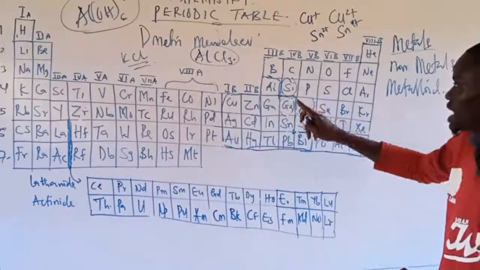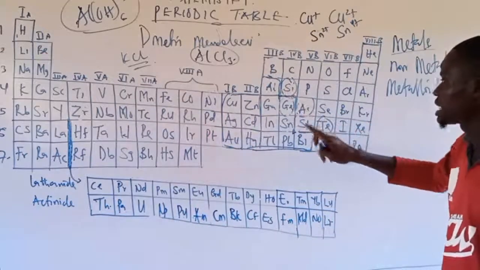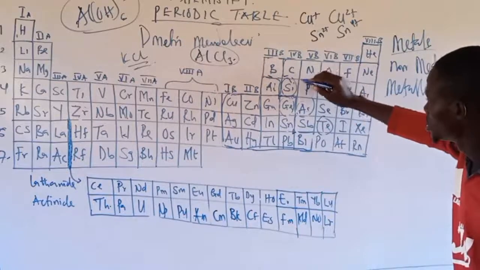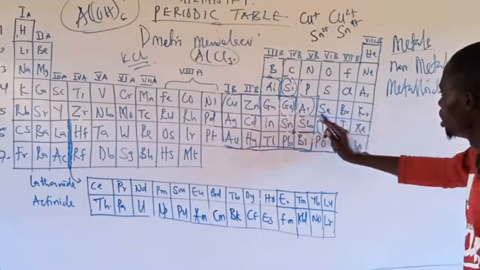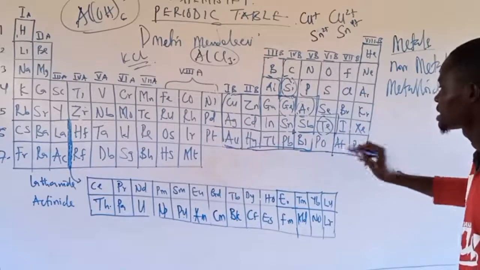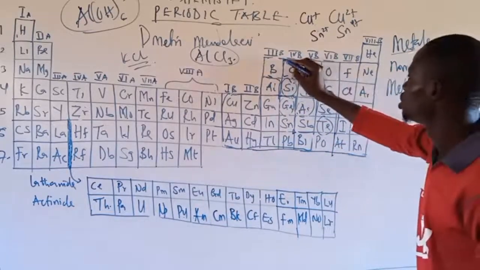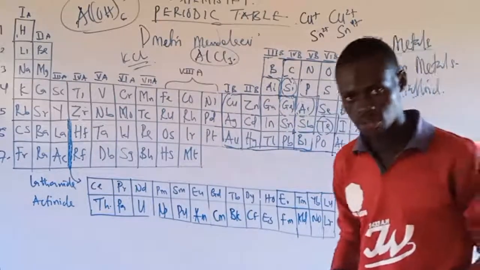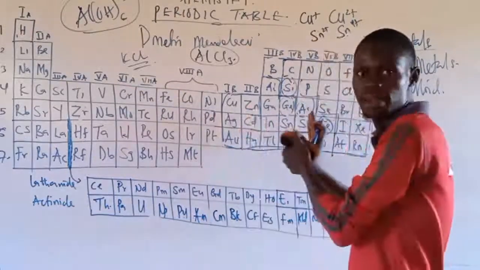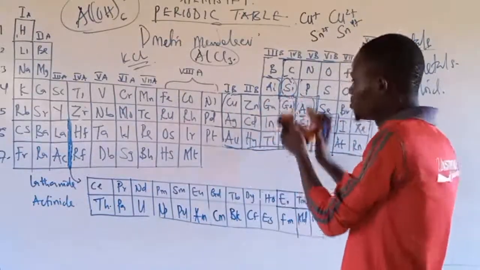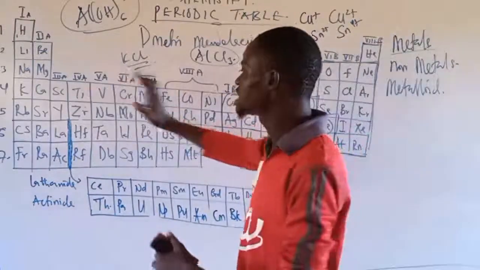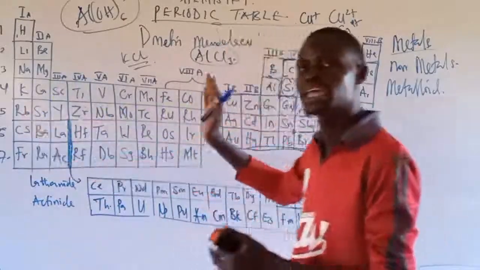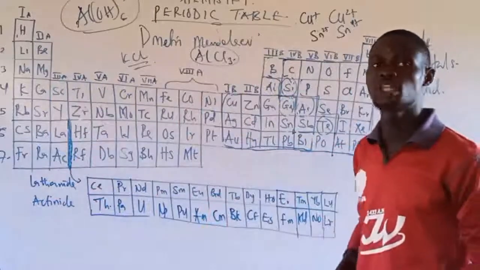We can group the elements into metals and metalloids. The metalloids here are boron, silicon, arsenic, germanium, and tellurium. Now, starting from carbon, phosphorus, selenium, iodine, astatine, they are all non-metals. Now, the B elements can be grouped into metals, non-metals, and metalloids, unlike the A elements that are all metals. So the periodic table is grouped into A and B elements. That is one grouping of the periodic table.